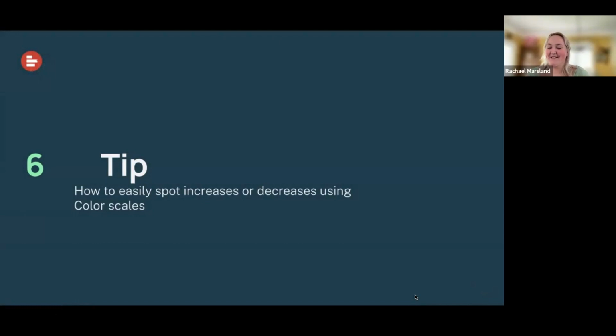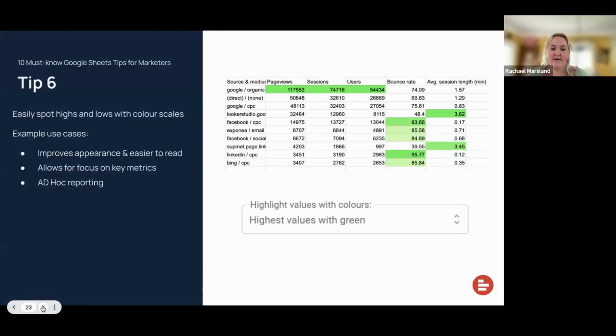Okay, so now we're on tip number 6, how to easily spot increases or decreases using color scales. So the reason that we recommend using color scales is that it can easily help you spot highs and lows. It improves the appearance, makes it easier to read, allows you to focus on the key metrics that are most important. So then you can kind of make the not so nice metrics a little bit invisible by not highlighting them. And it's also great for ad hoc reporting. If you're quickly pulling a report and you just want to know those numbers and point out those key metrics, then I definitely recommend using the color scales.